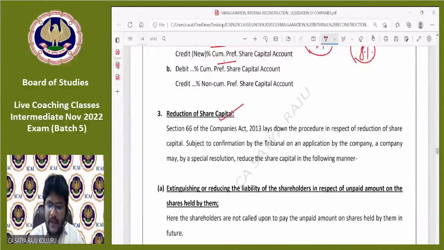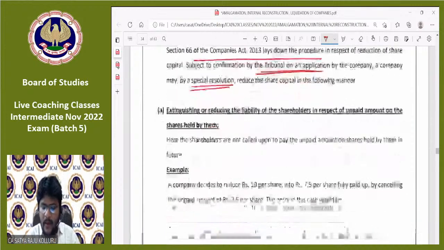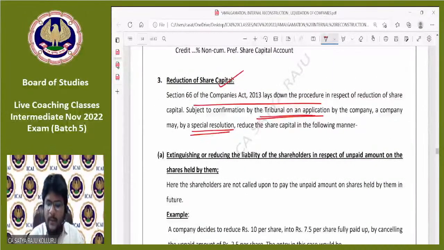Then reduction of share capital. Section 66 of the Companies Act 2013 deals with things related to the reduction of share capital. Here a special resolution is mandatory, and confirmation of the tribunal on application made by the company is also a pre-requirement. Sir, reduction of share capital happens in three ways. I told you, through the cancellation of unpaid amount on the shares held by them. Unpaid amount or uncalled capital. I clearly explained, if you remember.